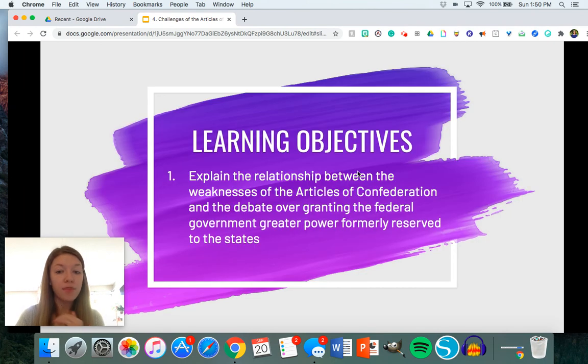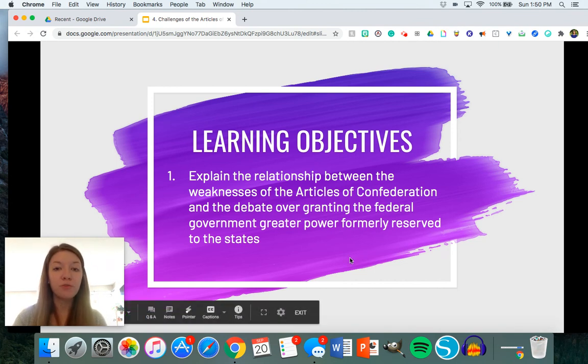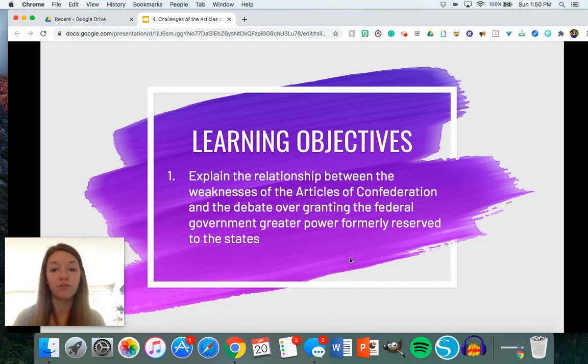So that concludes the Articles of Confederation, giving you an overview of its weaknesses. Remember, your learning objective was to explain the relationship between the weaknesses of the Articles of Confederation and the debate over granting the federal government greater power that was formerly reserved to the states. So do your best answering this question.